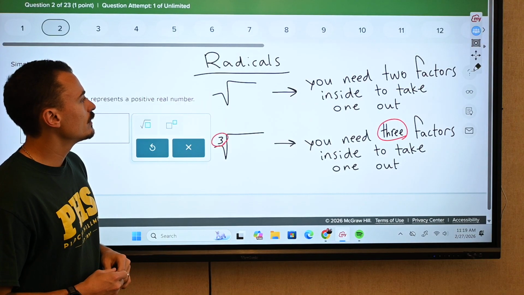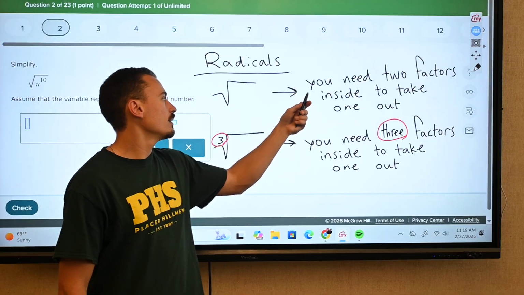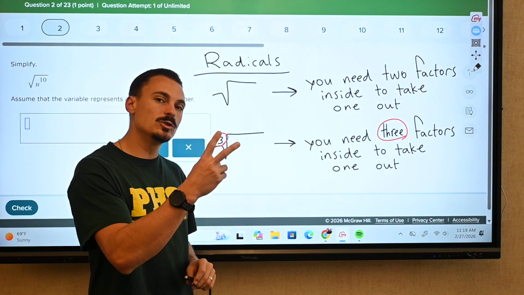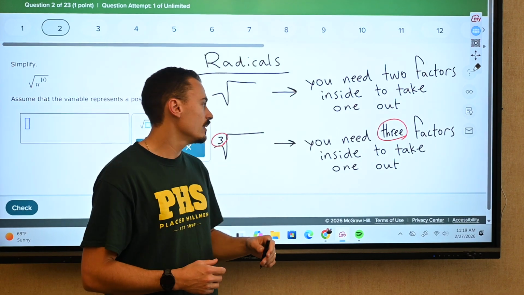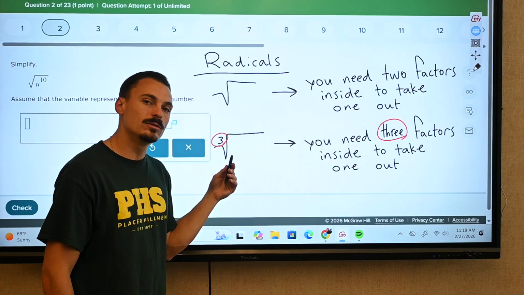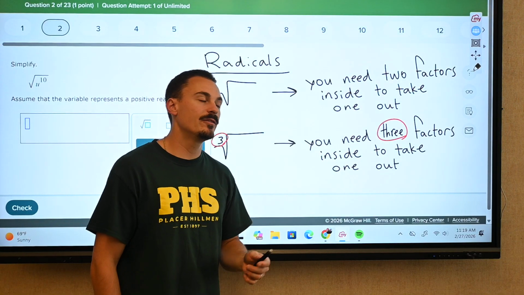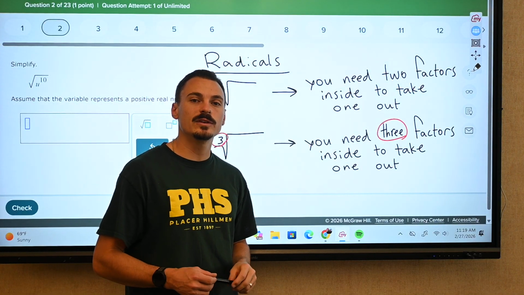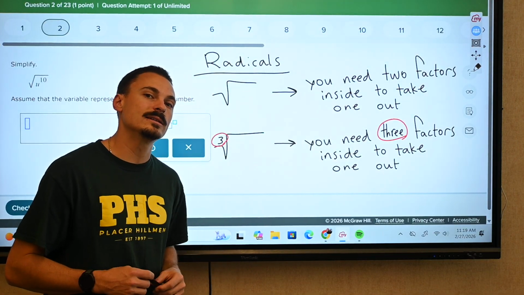Okay. So any radical, square root, for example, whenever you have factors inside of that square root, you need two factors to pull one out. You need two factors inside to take one out. Here, we have a third root radical. You need three of those factors inside to take one out. If you don't know what these are, then you're going to have to go to a previous video and watch a video on what a radical even is. Okay?